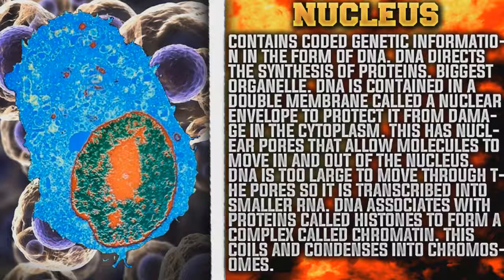So these DNA molecules that are too big are associated with proteins called histones, and they form a complex called chromatin. This coils and condenses into lots of chromosomes, which you'll know from GCSE. Right, let's move on to the next organelle.